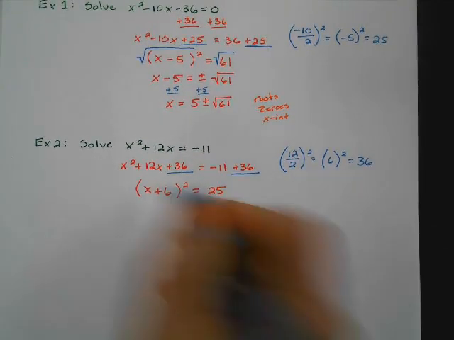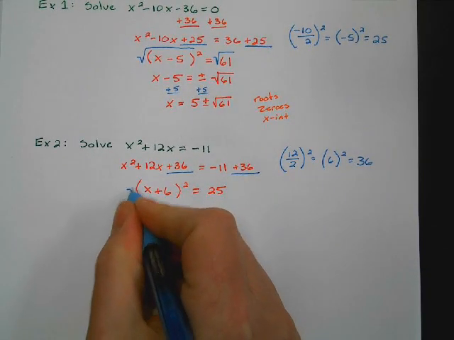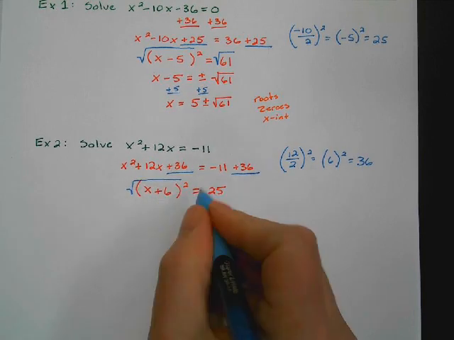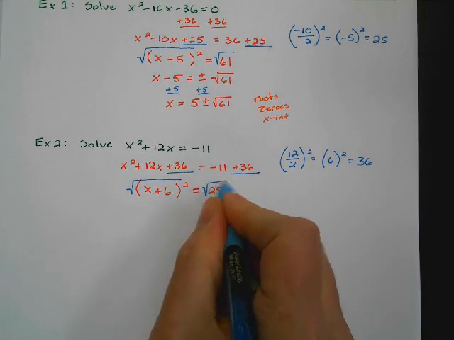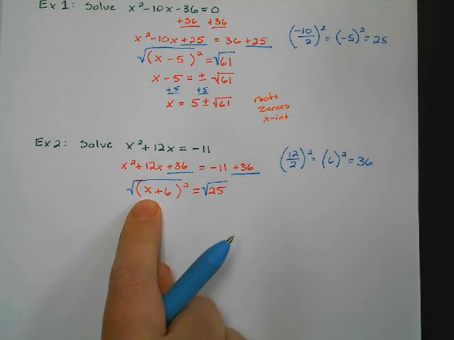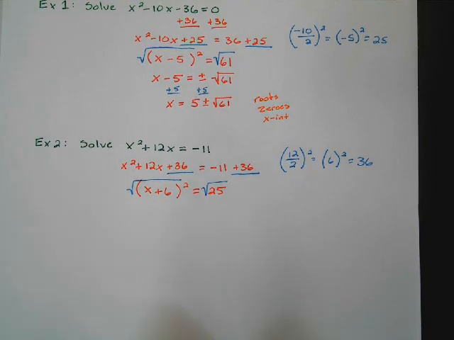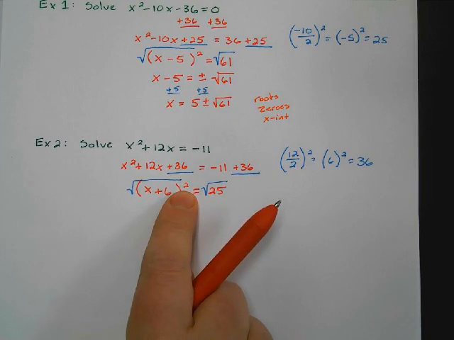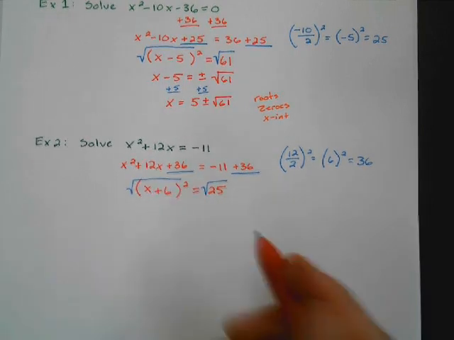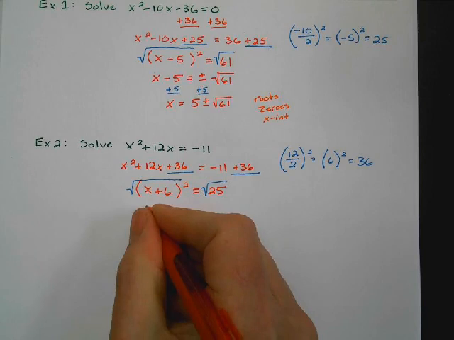In the last unit, we would have taken the square root of both sides. So that's what we'll do here. Square root of that side, square root of this side. So if I've got x plus 6 squared, square rooting is the opposite operation of squaring. So they get rid of each other. And we just have x plus 6 over here.